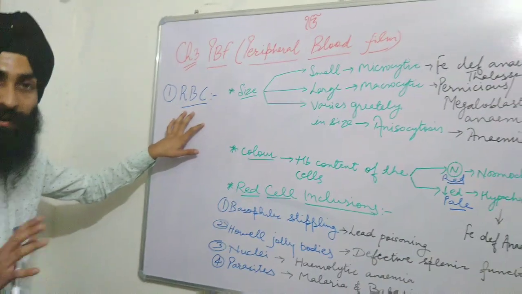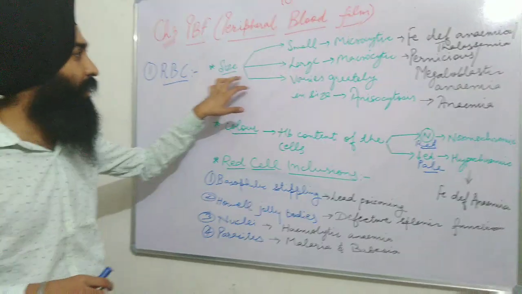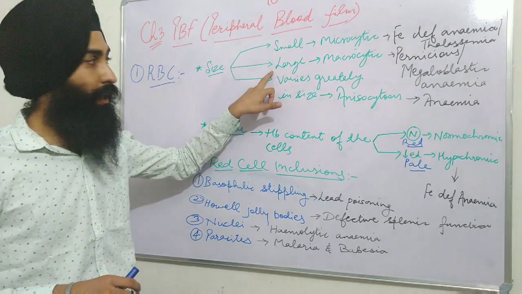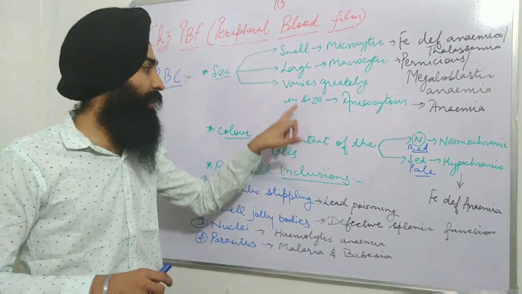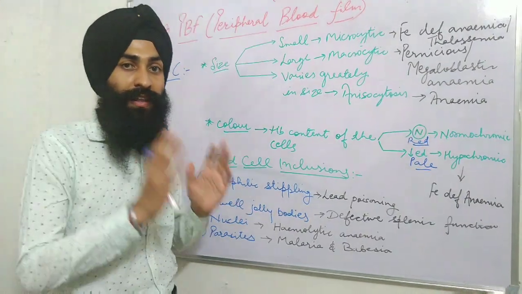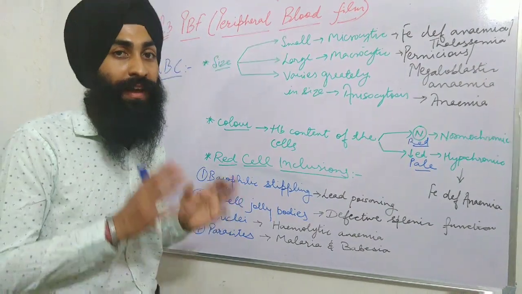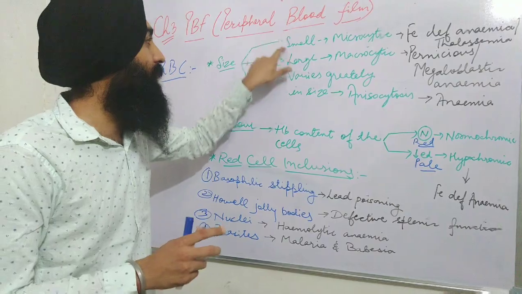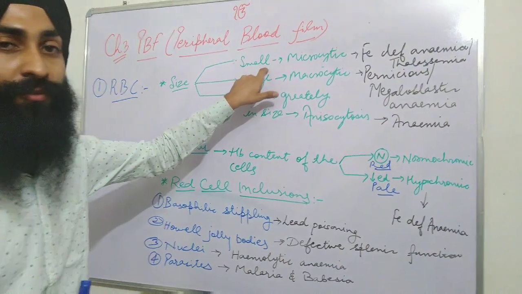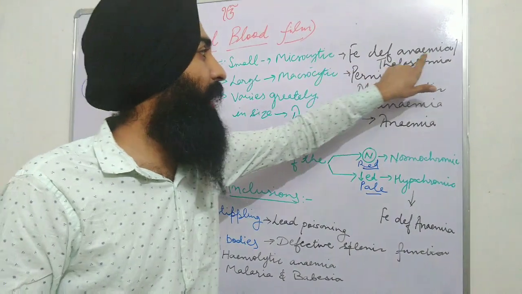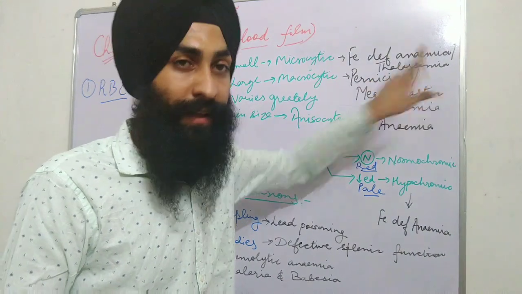First of all, we see RBC, size of the RBC, either it is small or large, or it varies greatly in size. So, they will write in the report microcytic. Microcytic means they have seen the RBC cells are small in size. It shows that the patient may be suffering from iron deficiency anemia or thalassemia.